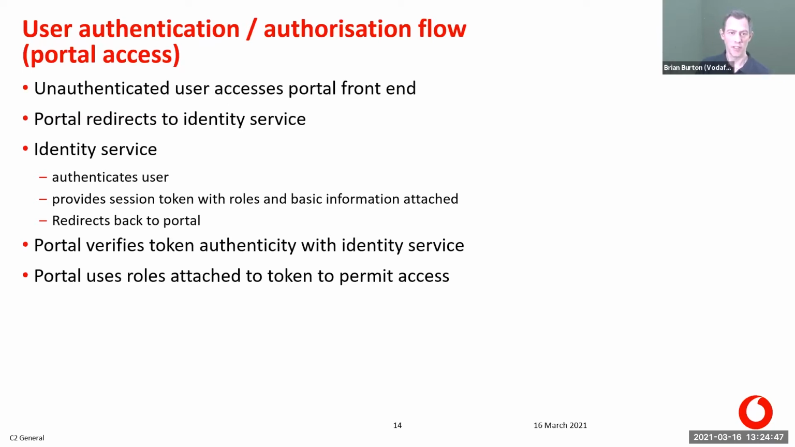Standard OAuth stuff in this example. An unauthenticated user accesses a portal. They're redirected to the identity service, which manages the authentication of the user and the provision of a token with the roles that user has available to it across multiple different systems. At which point, you then go back to the portal.